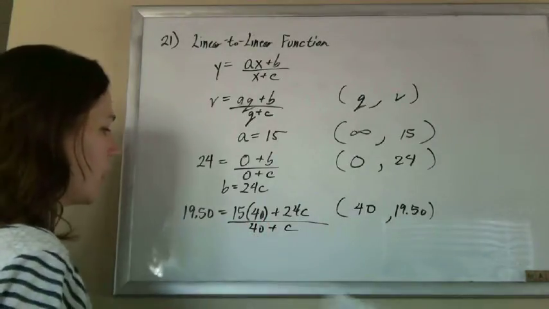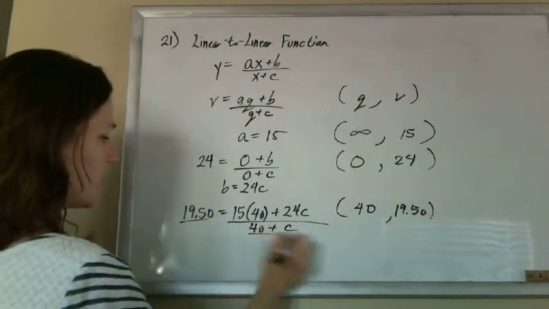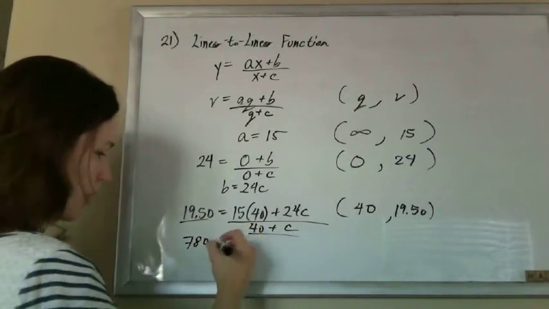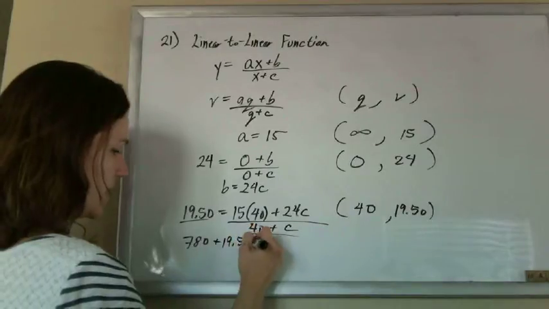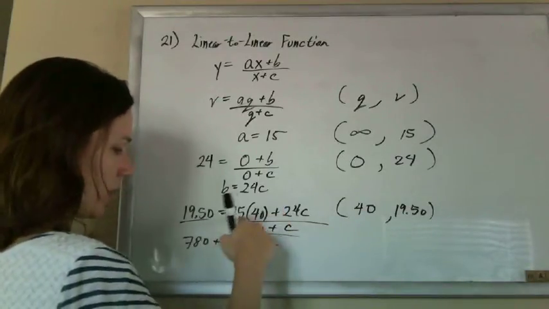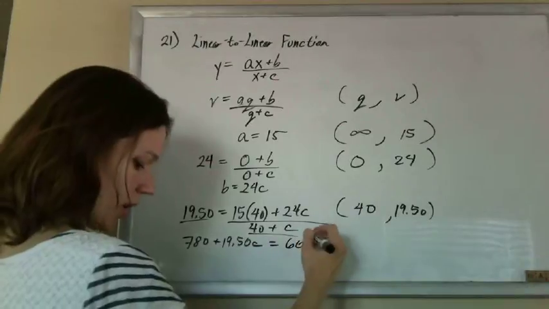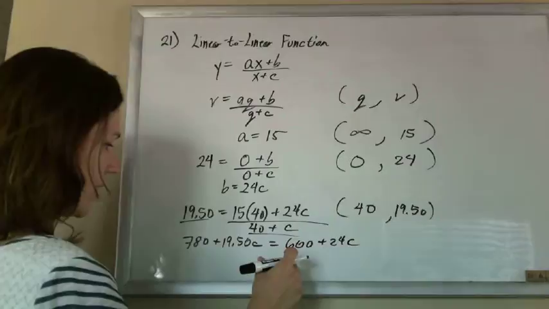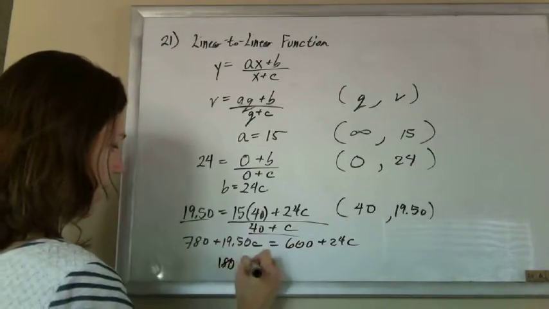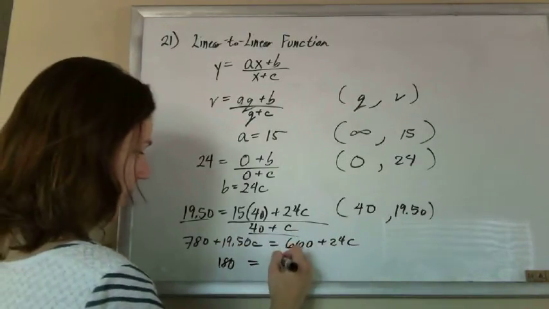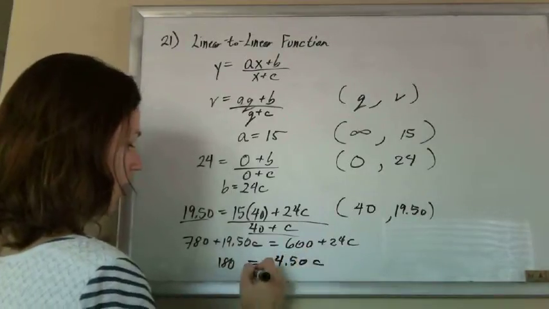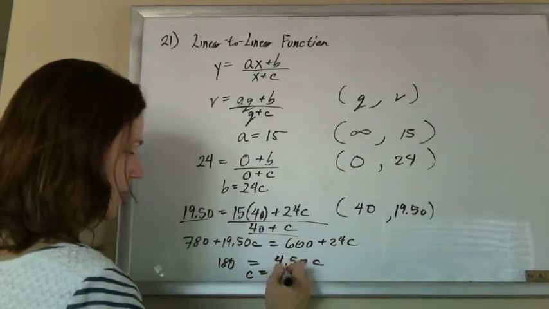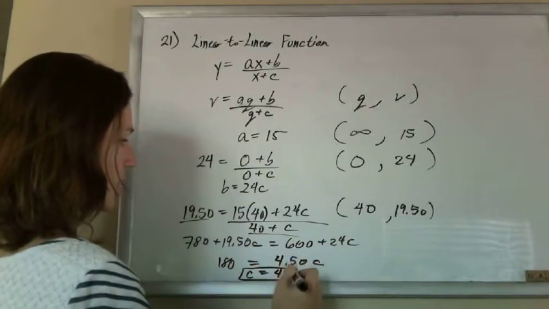There's our equation. And so now we multiply 19.50 times 40 plus C to give me 780 plus 19.50C. And that's going to equal 15 times 40, which is 600, plus 24C. And if I subtract 600, I get 180. If I subtract 19.50C, I get 4.50C. And if I divide by 4.50, I get C is 40. So I've got C is 40.